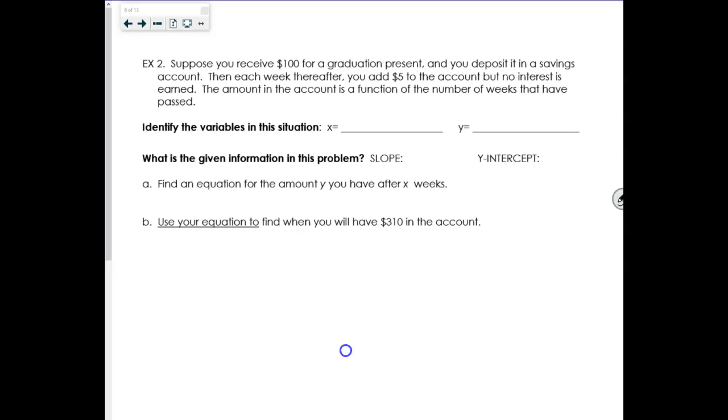All right, let's get one more done, guys. This one won't take us as long because we got the gist of this one. You received $100 as a graduation present. What is that? That's our starting value, right? That's our y-intercept. And then because you're a super saver, you're going to put away $5 every week. What is that? That's your slope. So to give it a label, that's $5 per week. Keep that in mind.